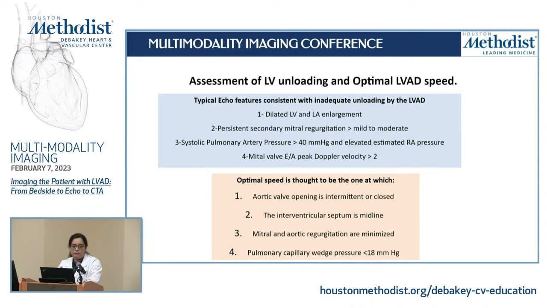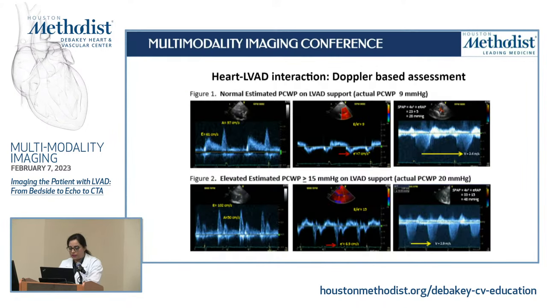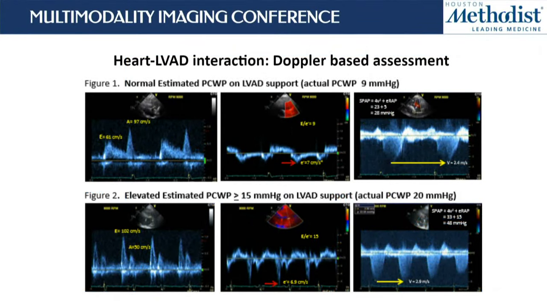Then the optimal speed is thought to be one where your aortic valve is closed or intermittently opens. The interventricular septum is midline, where it is not affecting the LV-RV interdependence. The mitral and aortic regurgitation is minimized, and the wedge pressure is less than 18. This was done by Dr. Naga and Dr. Estep, looking at diastology and filling pressures from echo and doing hemodynamic corroboration.